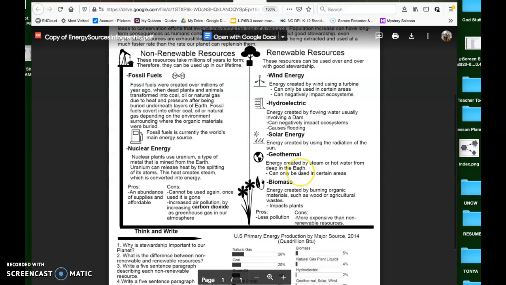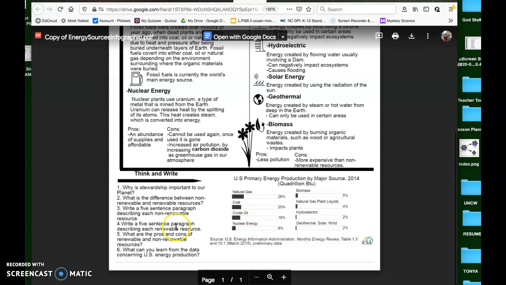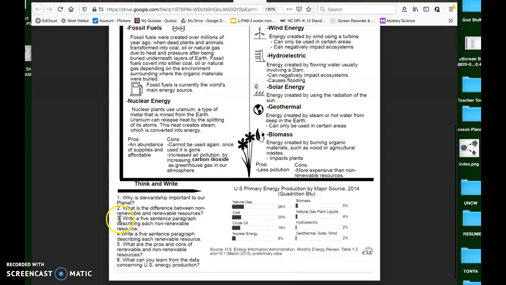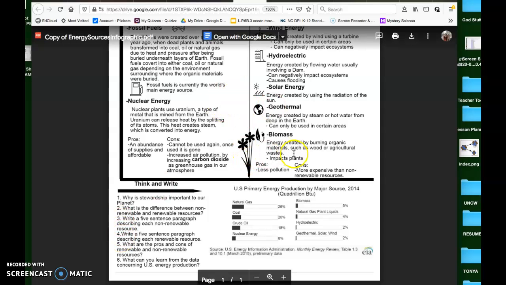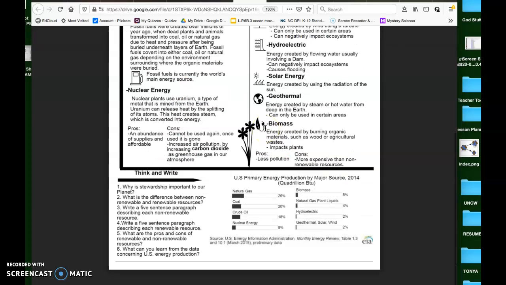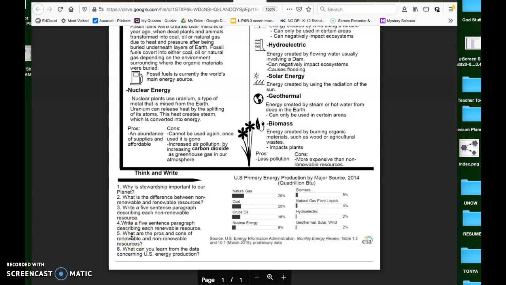For this one, we're going to talk about all of them in one paragraph, and I'll put that on the instructions. For 3 and 4, I only want you to write one 5-sentence paragraph about both of those, but make sure each of these types of resources are in there. Number 5 asks you, what are the pros and cons of renewable and non-renewable resources?